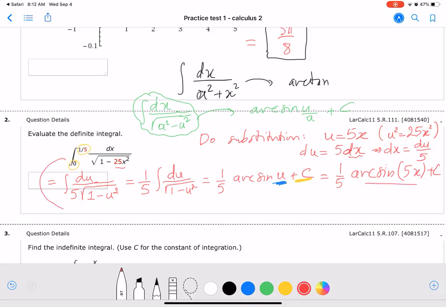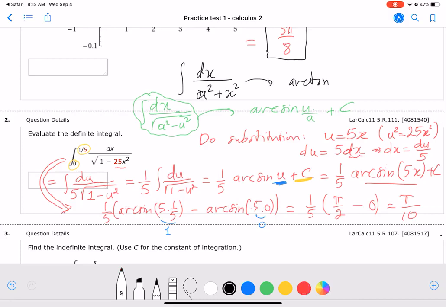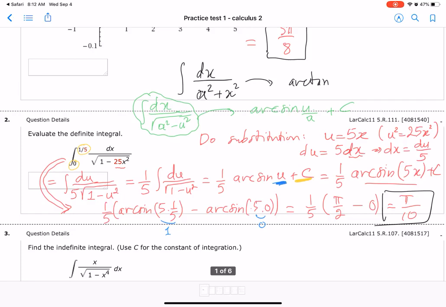So our definite integral is equal to 1/5 times arcsine of 5 times 1/5 minus arcsine of 5 times 0. So this one is just 1, this one is 0, and arcsine of 1 is pi over 2. So the answer is 1/5 times pi over 2. Arcsine of 0 is 0. The final answer is pi over 10. All right, let's move to the next problem.